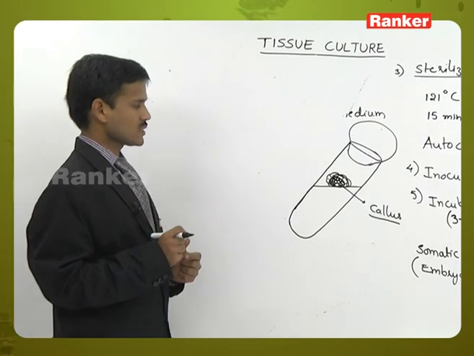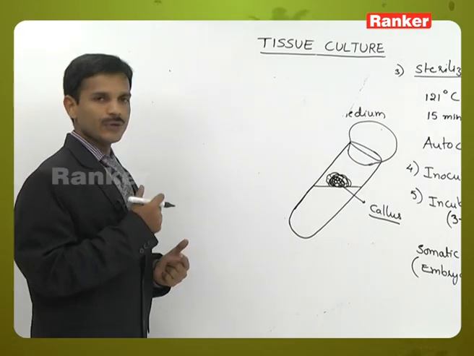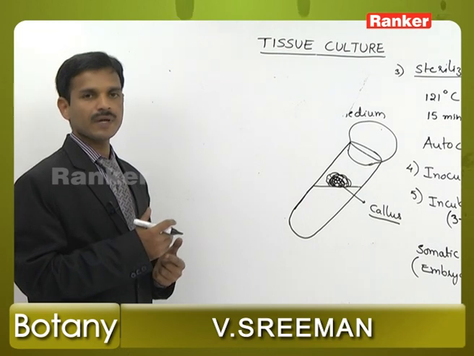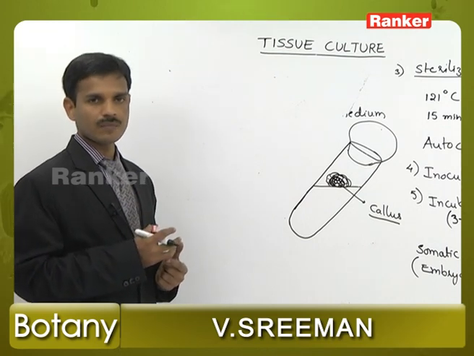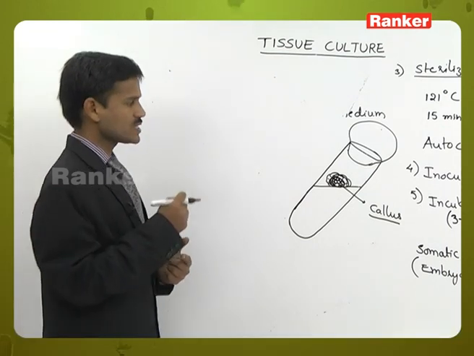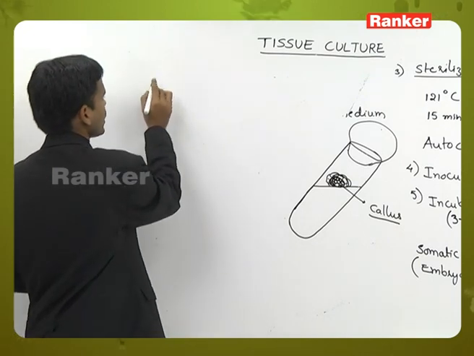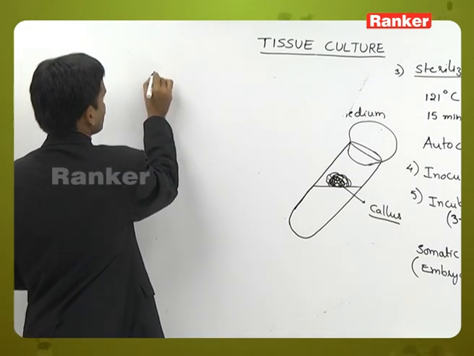Somatic embryos develop into a new plant. During this development, roots and shoots are formed. The root and shoot formation depends on the auxin and cytokinin concentration ratio.